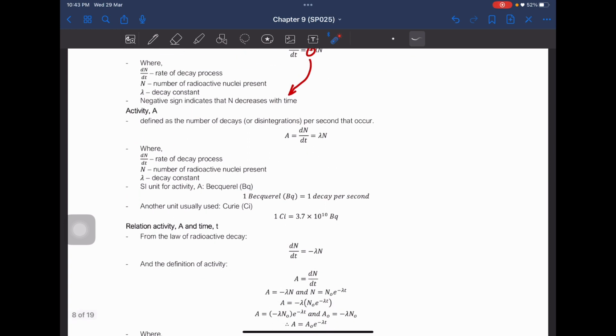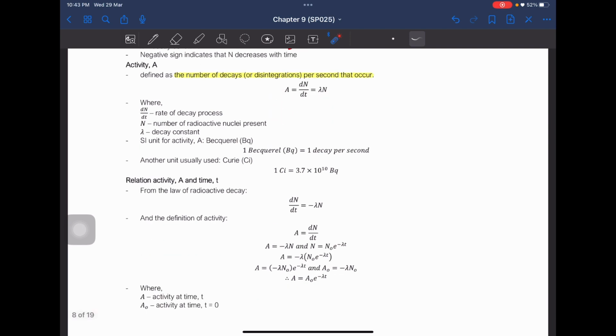Untuk activity pula, it is defined as the number of decays per second that occur. Okay, so formula dia adalah A equal to lambda N. Okay, so again, this is the rate of decay process, this is N the number of radioactive nuclei present, and then lambda is the decay constant.